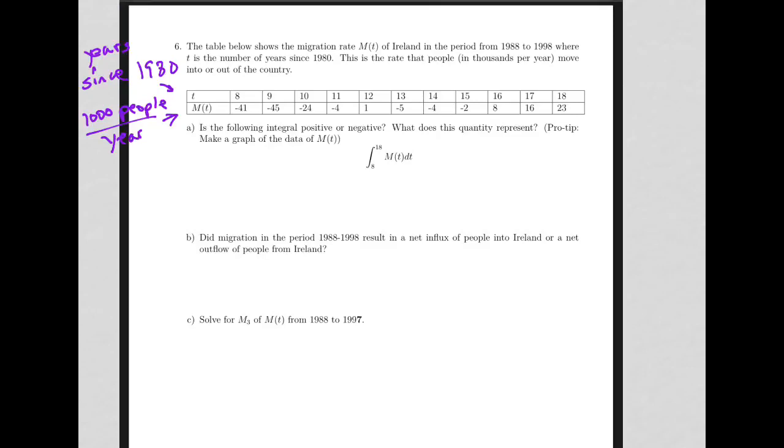So is the following integral positive or negative? What does this quantity represent? Pro tip, make a graph of the data of M of T. So we're just going to kind of look at this. So we're starting at 8 and we're going to 18. So we're looking at this whole piece here and we want to know, is this positive or negative, and what does this quantity represent? So if we look, it's separated per year, but I would pay attention.